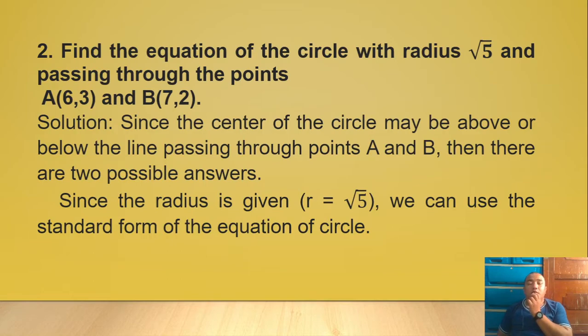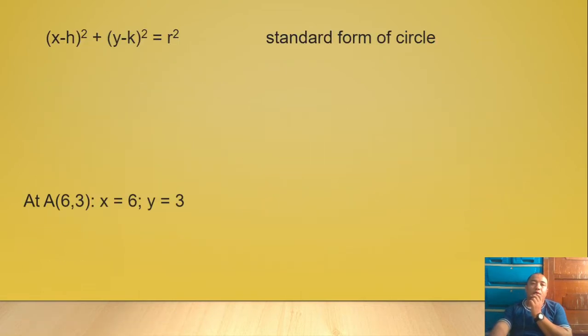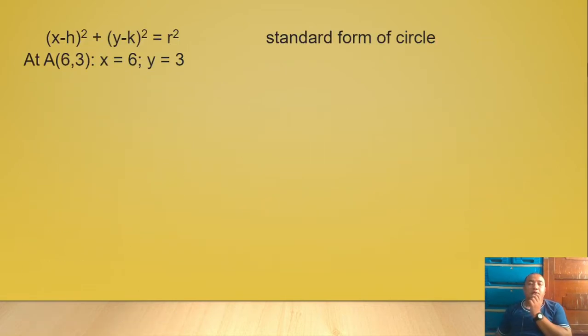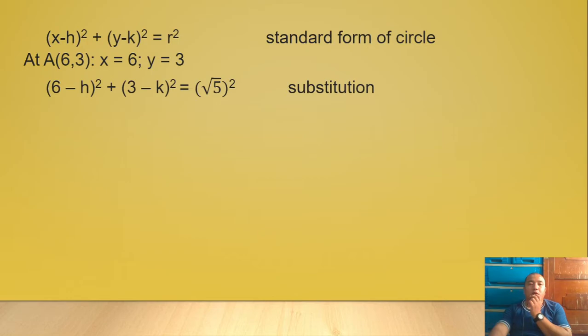Okay. Our approach here for number 2 is the same as we have done in problem number 1. Passes through 2 given points with given radius. So the radius is square root of 5, so we can use the standard form of the equation of a circle. Since it passes through point A, 6, 3, x equals 6, y equals 3, substitute in the standard form of the equation of a circle. So (6 - h) squared plus (3 - k) squared equals square root of 5 squared is 5. Bale 5 yan.